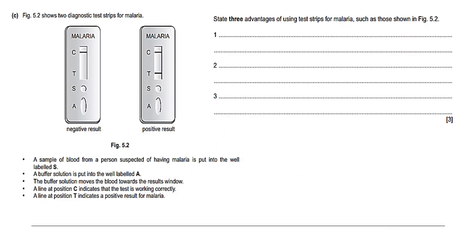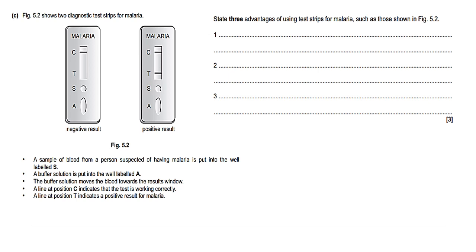Then let's look at C. So these are two diagnostic test strips for malaria. Over here, this is a negative result. That's one, so it shows one bar when it's negative, and it shows two bars when it is positive. Whenever you're given something like this, please pay attention to the graph, to the image, and see what you can deduce before you even go on.